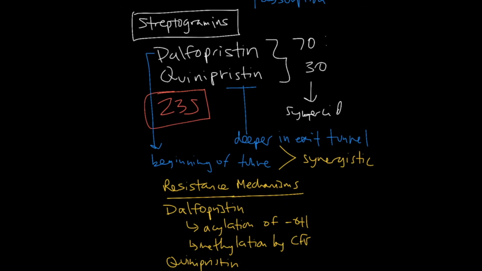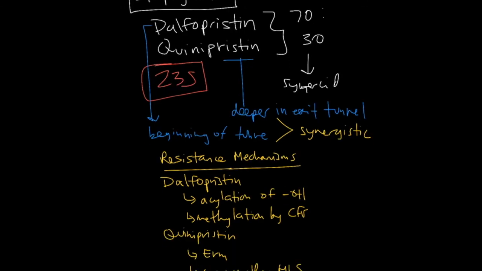Dalfopristin binds the beginning of the tunnel. Quinupristin binds deeper in the tunnel. Like dalfopristin is the beginning of the alphabet, quinupristin is later in the alphabet, so deeper in the alphabet is quinupristin. Beginning of the alphabet is dalfopristin. Resistance mechanism.